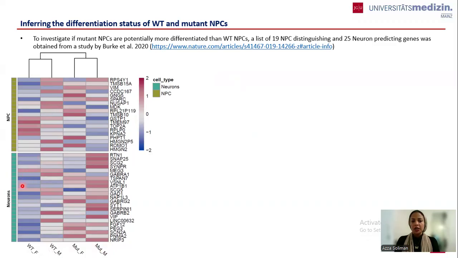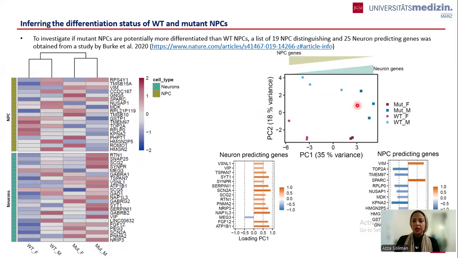And if you can see here, the neuron predicting genes, here the MBC predicting genes. One thing, for example, is that the wild type female expresses the neuron predicting genes less than the average of the other samples. And when we did principal component analysis, you could clearly see that the mutant cells, either male or female, separated together across PC1, the first principal component.